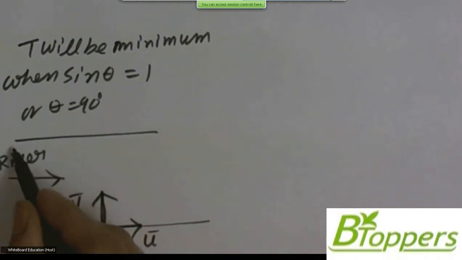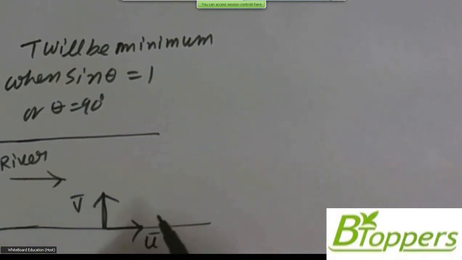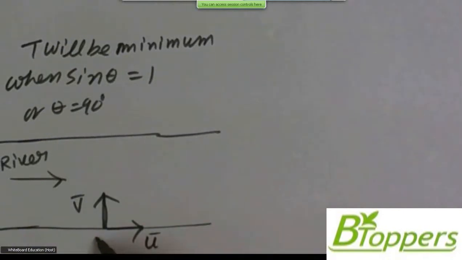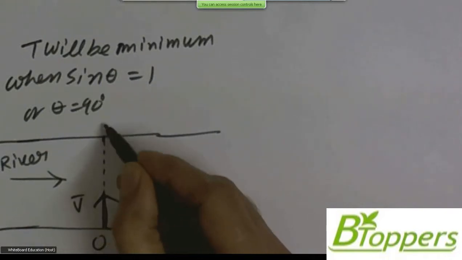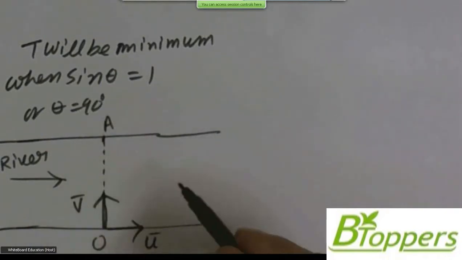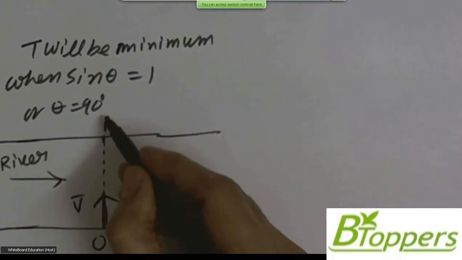Figure shows the bed of the river. O is the initial position of the boat on one bank of the river. A is the exactly opposite point on the other bank of the river.